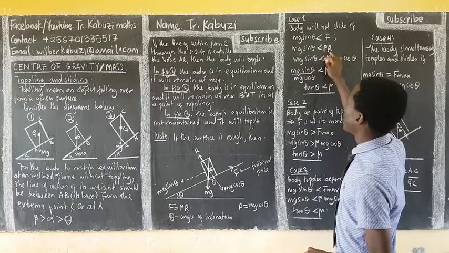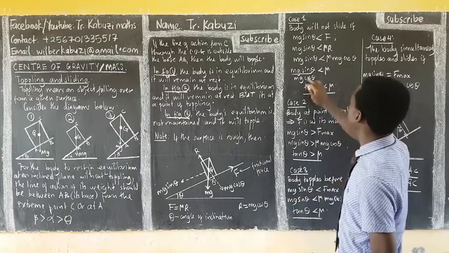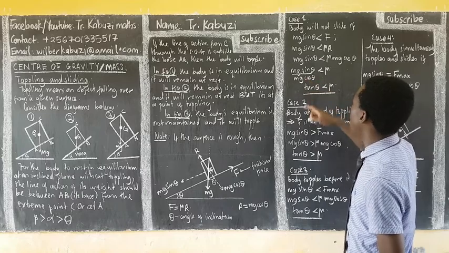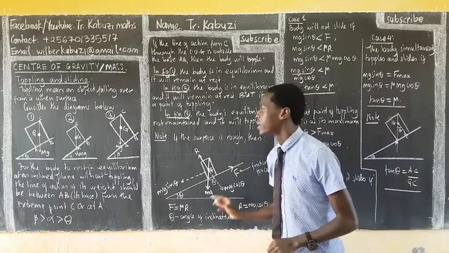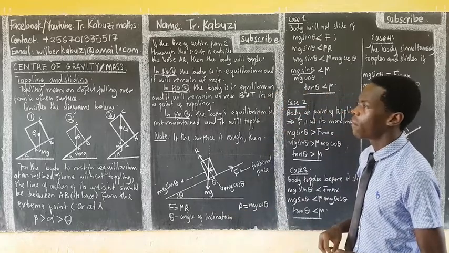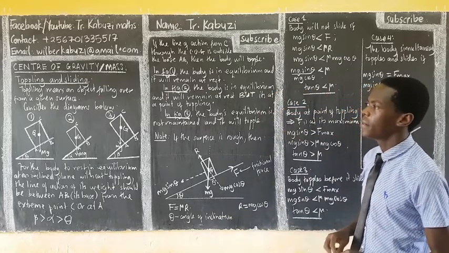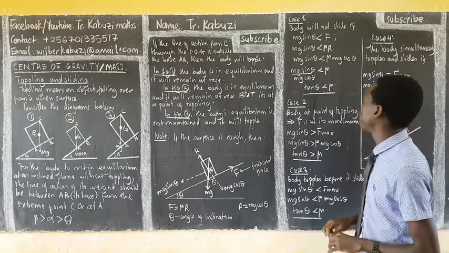Then you know that R here is mg, and if you divide both sides, the mg is going to cancel and we have tan theta less than mu. So the tan of this angle is less than the coefficient of friction. Coefficient of friction means the roughness of the surface.